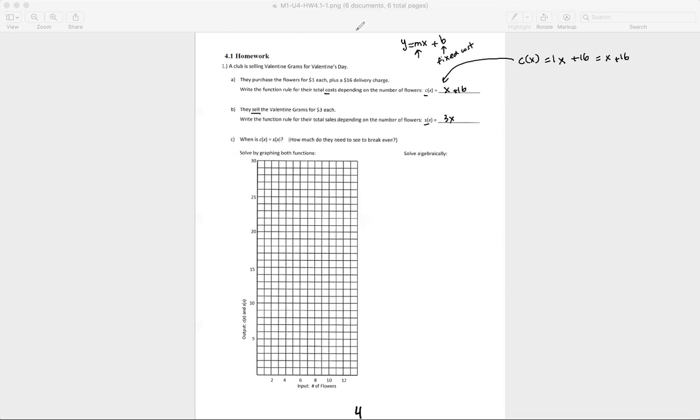So now it says part C. When is C of x equal to S of x? How much do they need to sell to break even? Should be to sell, not to see.